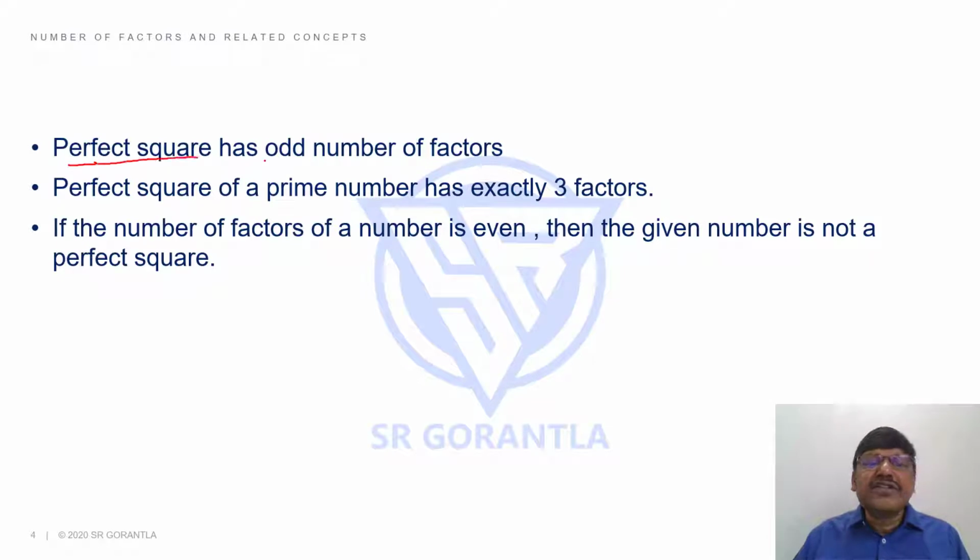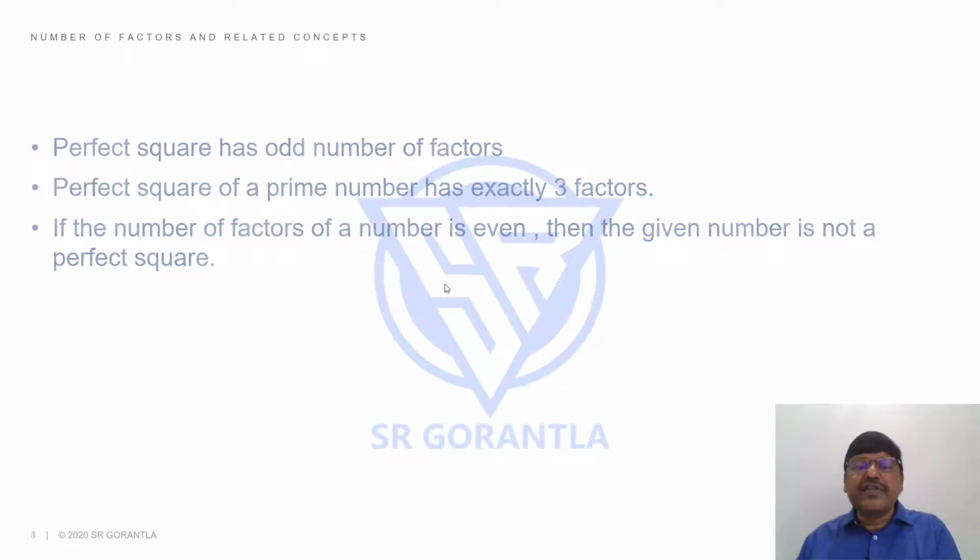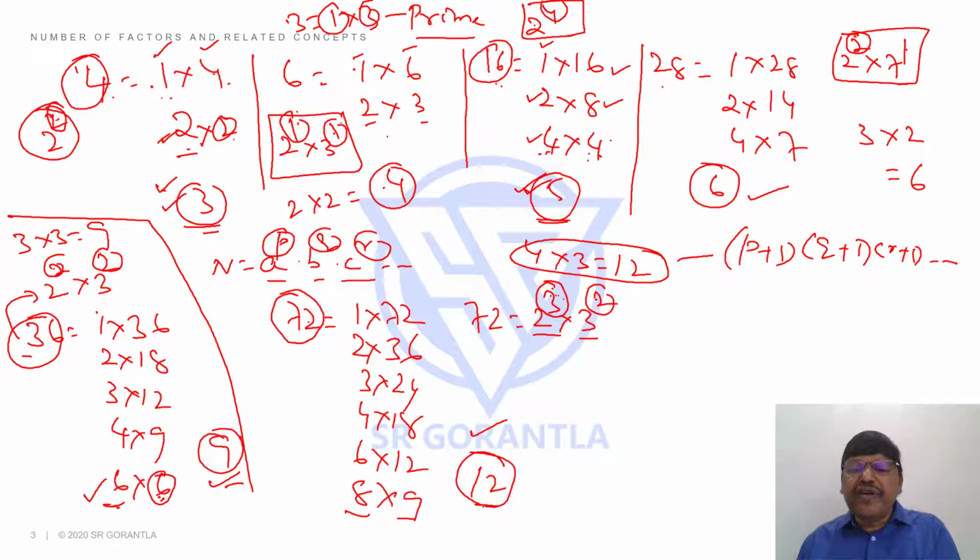If a perfect square has how many factors? Odd number of factors. I'll come back to this statement later. What about this? If the number of factors of a number is even, then the given number is not a perfect square. You can see here, students, when the number of factors is 12, 6, 4, these numbers are not perfect squares. Perfect squares have odd factors. If the number of factors is even, it's not a perfect square.